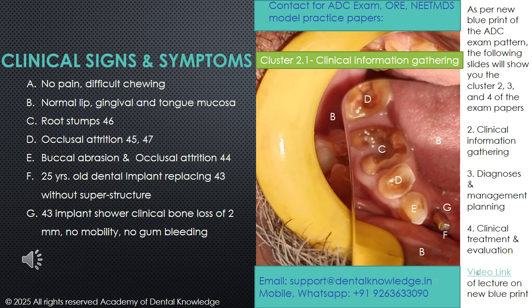Sequence F is showing a dental implant replacing tooth 43 that I did in 1999. It has lost its superstructure. Sequence G is showing early bone loss around the dental implant of around 2 mm.